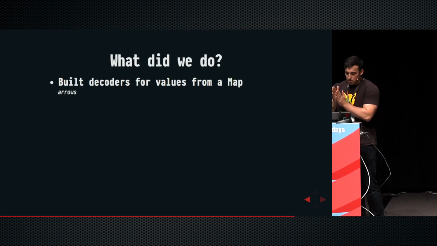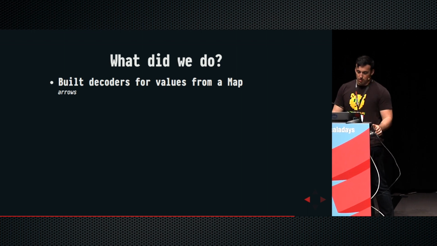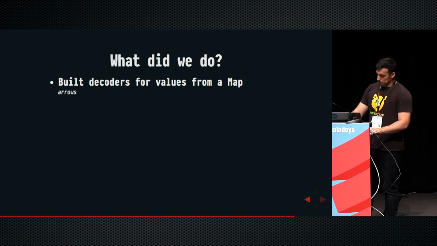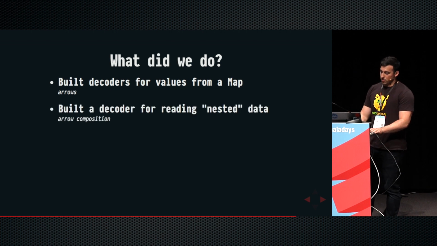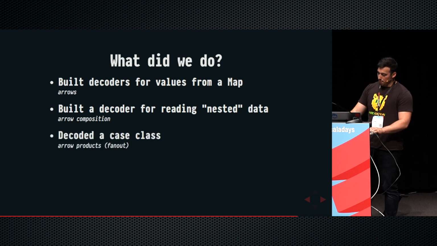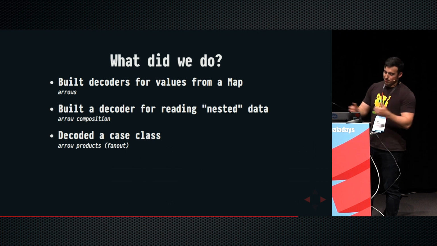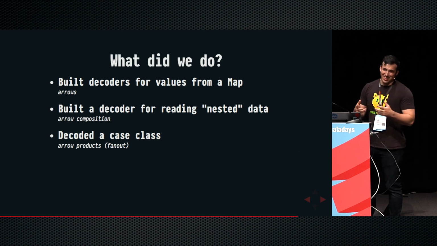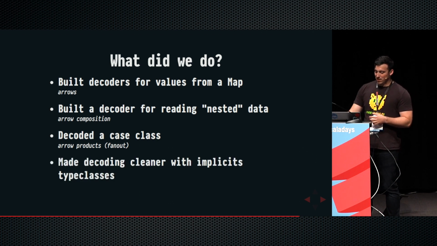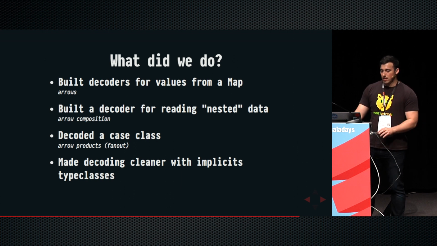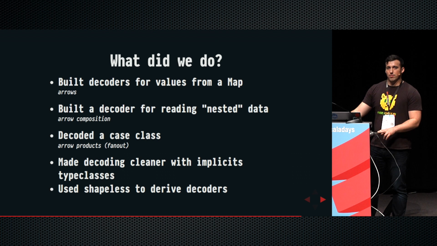Cool. So what have we done? We've built decoders from a map, and that used arrows. We've built decoders for reading nested data, and we dove into arrow composition there. So fanning out arrows, as well as fanning out arrows and then mapping the results. We decoded a case class, where we did the fanning out of arrows and then mapping it to the case class. And then we made decoding cleaner with implicit type classes. That was the Read type class. And then finally, we used Shapeless to derive the decoders for us. So we put Shapeless behind the wheel and said, do the work. We don't want to do this.